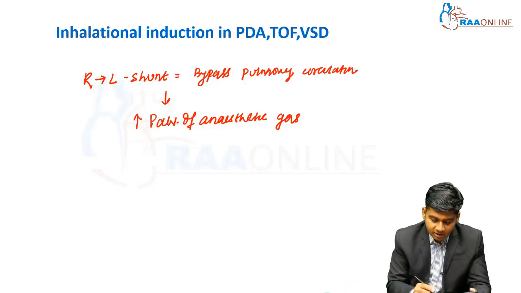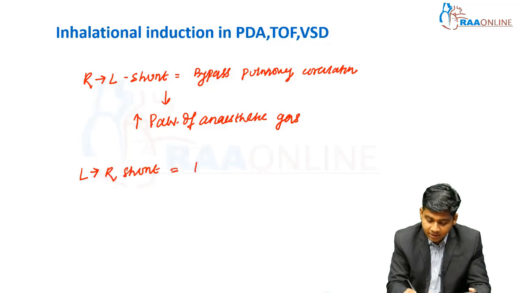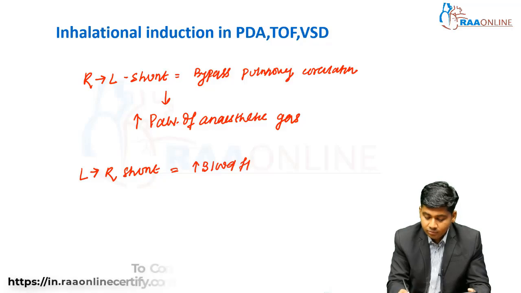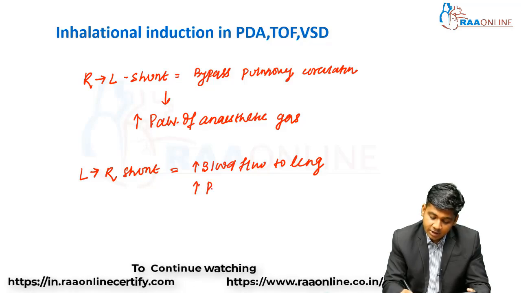Suppose we have a left to right shunt. Now there will be increased blood flow to the lungs, or an increase in the pulmonary circulation.